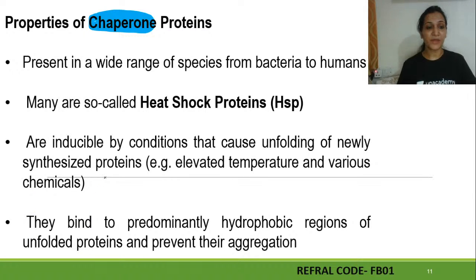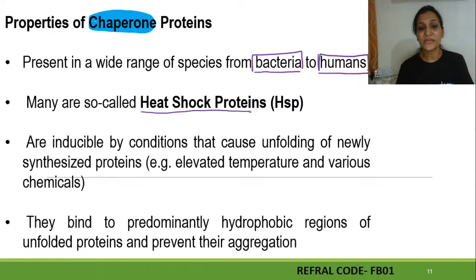Let me take a pen. So what are these chaperones? They are present in a wide range of species, from bacteria to humans. So they are present in bacteria as well as in humans, right? Now, chaperones are also called heat shock proteins. Another name is heat shock proteins.